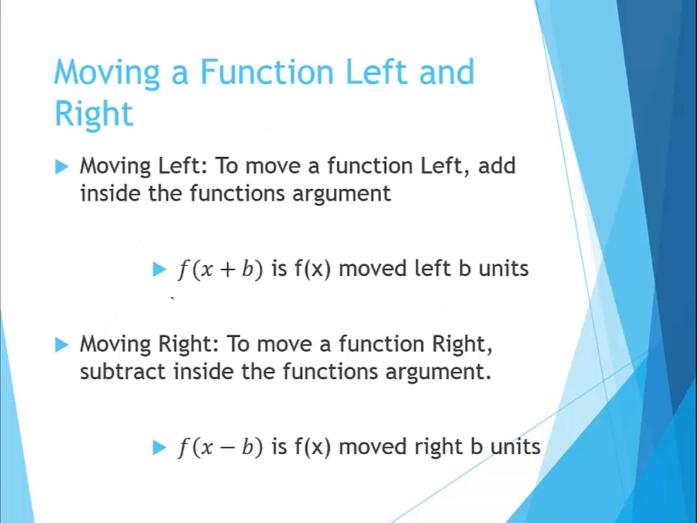Moving left, to move a function left, add inside the function's arguments. So f of x plus b is f of x moved left b units. Moving right, to move a function right, subtract inside the function's arguments. So f of x minus b is f of x moved right b units.